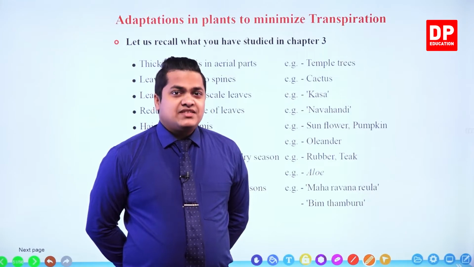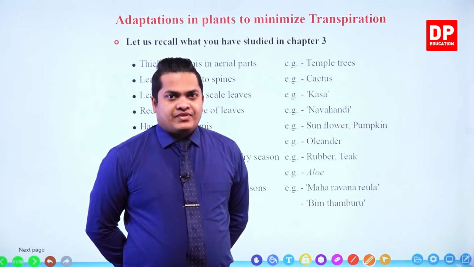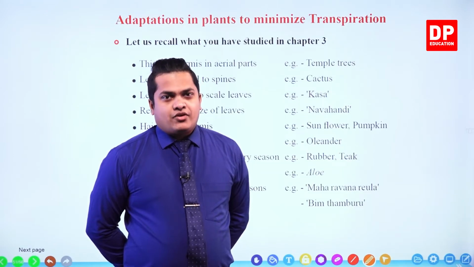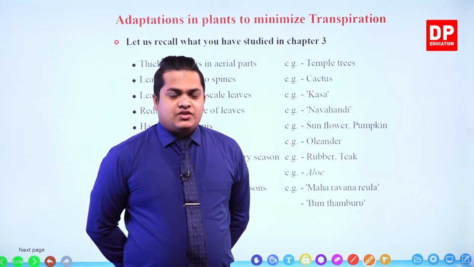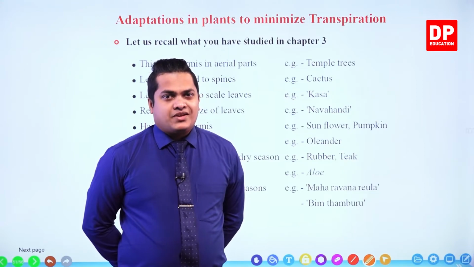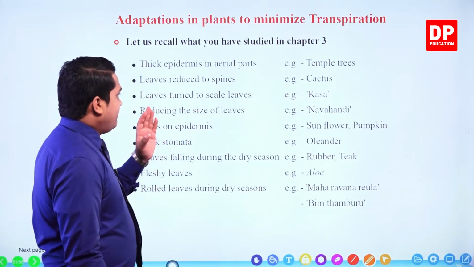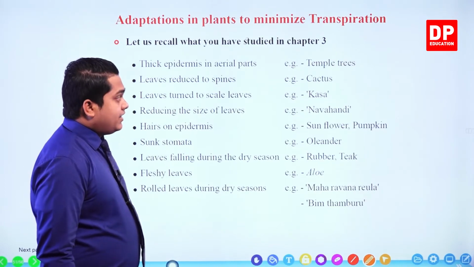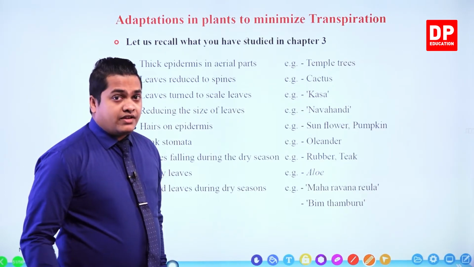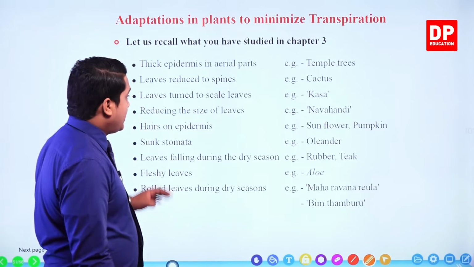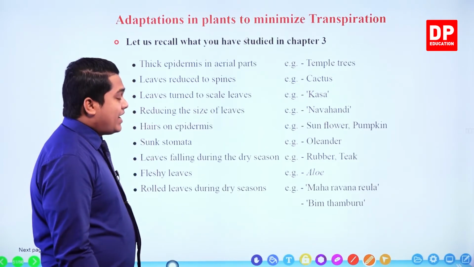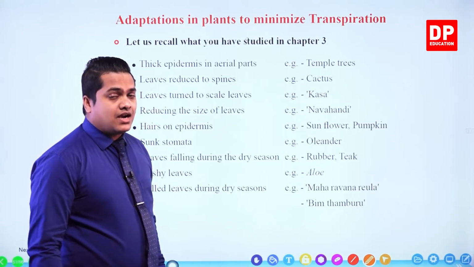Leaves are reduced to spines. Over there, there are no leaves. If there are no leaves, there are no stomata. If there are no stomata, then the rate of transpiration is very low. So in cactus varieties like daluk, we can observe spines. These spines are leaves.